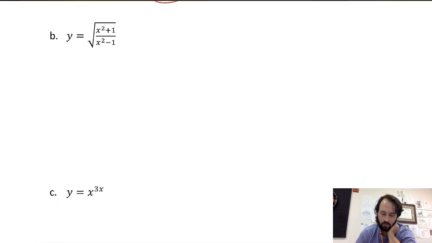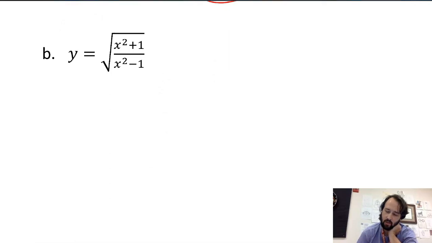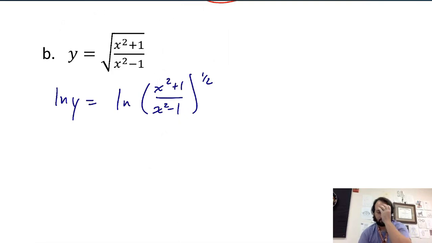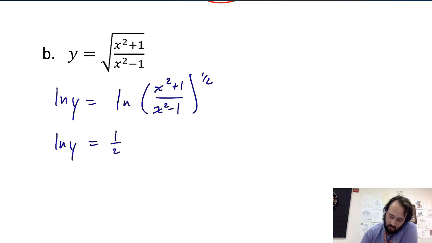So like this one probably isn't that horrible if I don't use the log rules. But let's see. ln of y equals ln of, I'm going to go ahead and rewrite the exponent. So I bring in front that 1/2. So I'm just going to rewrite this. So ln y equals 1/2 ln of x squared plus 1. The division turns into subtraction.